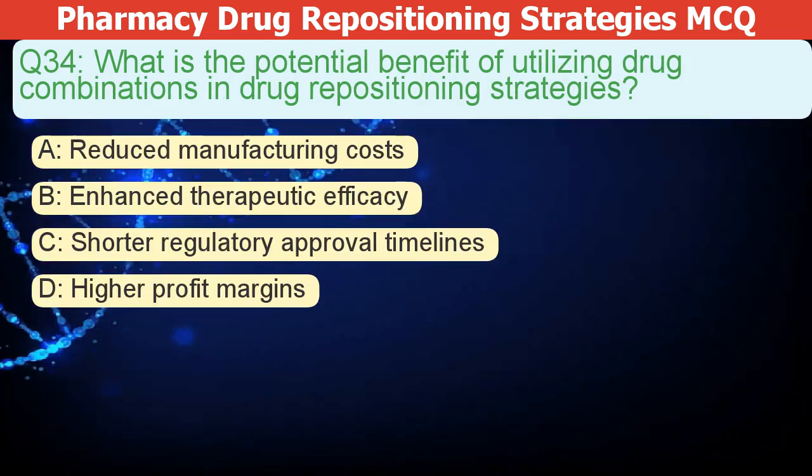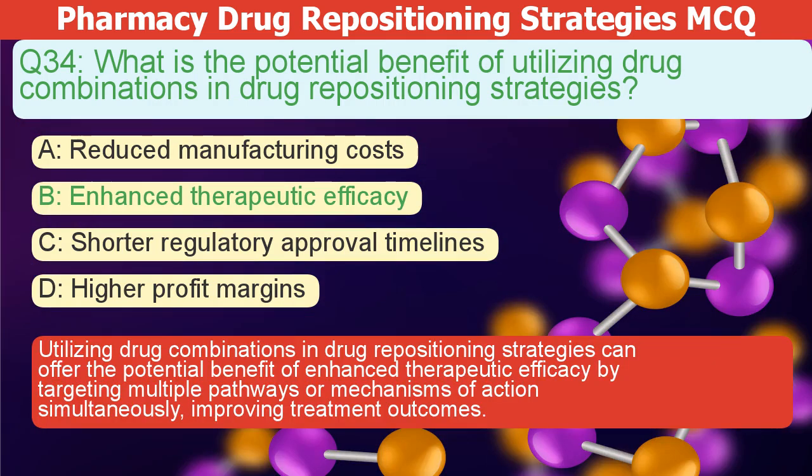What is the potential benefit of using drug combinations in drug repositioning strategies? A. Reduced manufacturing costs. B. Enhanced therapeutic efficacy. C. Shorter regulatory approval timelines. D. Higher profit margins. The correct answer is B. Utilizing drug combinations in drug repositioning strategies can offer the potential benefit of enhanced therapeutic efficacy by targeting multiple pathways or mechanisms of action simultaneously, improving treatment outcomes.